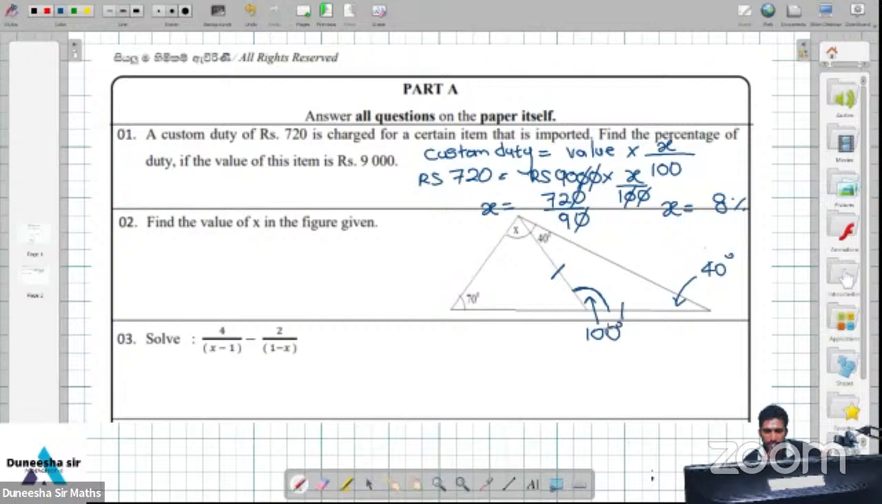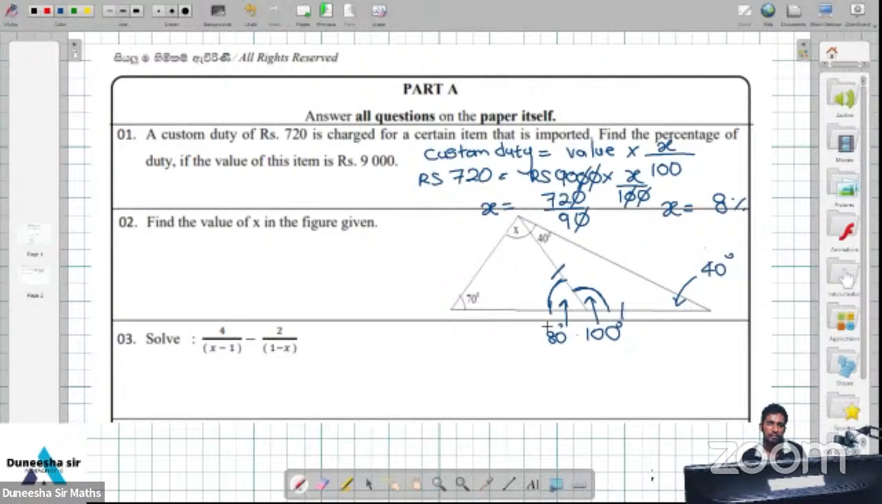Is it? Yes. And this angle is how much? There is a straight angle. Then the straight angle summation is equal to 180. How much? How much more is needed to make 180? How much is it? 80, isn't it? Is it? Yes. Then can you find the x now?